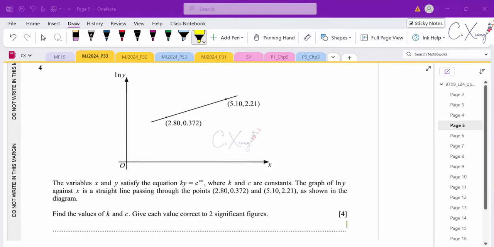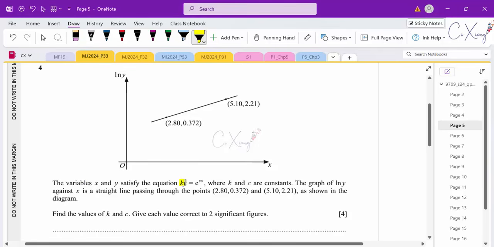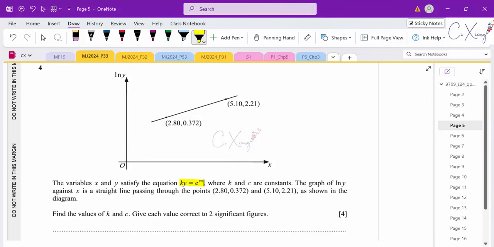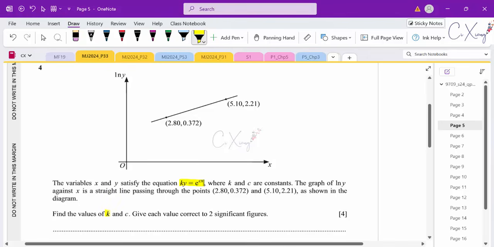Okay, so question number 4, we are given a diagram, and then they are telling us that we have variables x and y satisfying this particular equation. k and c are constants. The graph of ln y against x is a straight line passing through the point as shown in the diagram. Find the values of k and c. Answer is correct to two significant figures.